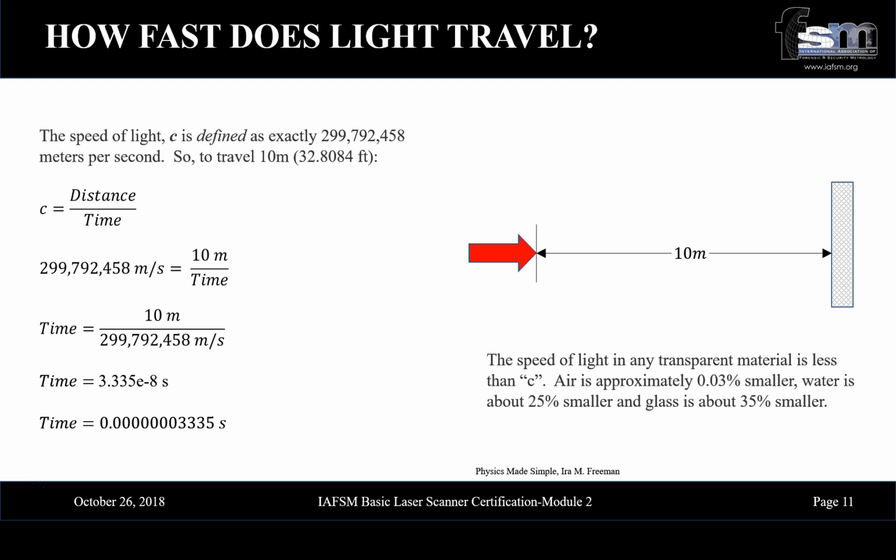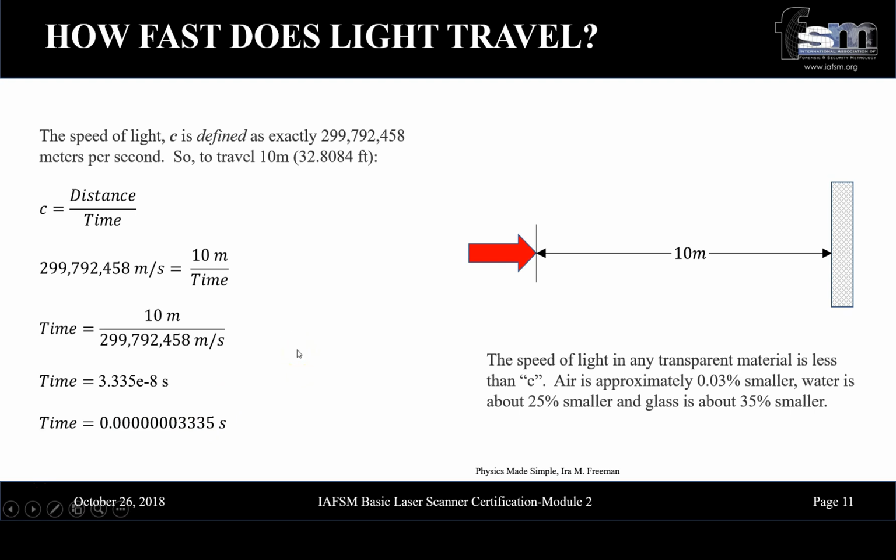We can plug those numbers in, isolate for time, and rearrange the equation. When we do the numbers, we have 3.335 times 10 to the power of negative 8 seconds. That is 33.35 nanoseconds, and I've written it out here at the bottom with all the zeros, and hopefully I wrote this correctly. Needless to say, there are a lot of zeros in front of these numbers, so it's a very, very small amount of time.